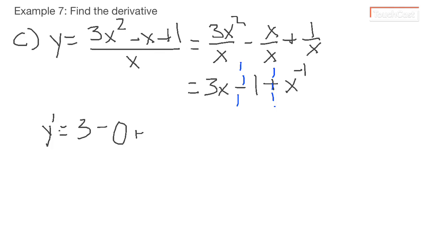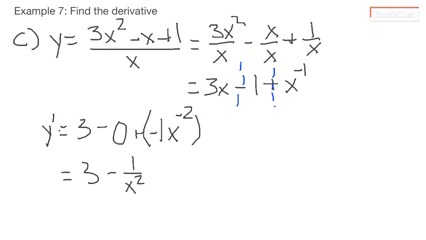Plus the derivative of x to the negative 1. We bring negative 1 out front, write x, and then we reduce the power by 1. So we're going to make it x to the negative 2. Which means we're going to have 3 minus 1 over x squared. And I'm actually fine with you leaving it that way.